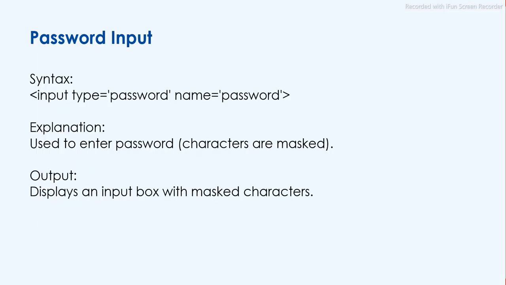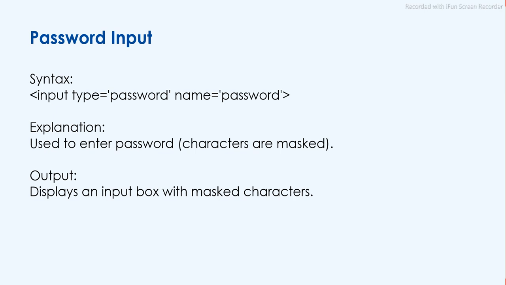The second control is the password. Password also looks like a simple text box, but whatever you are typing in it will not be shown. Everyone knows that if you are typing the password in the text box, it will be shown as asterisks or dots. It will not be visible. The same thing happens here. The syntax for creating the password is input type equal to password. Previously I gave text, now I have given password. Name equal to password. If you want you can give some other name also.